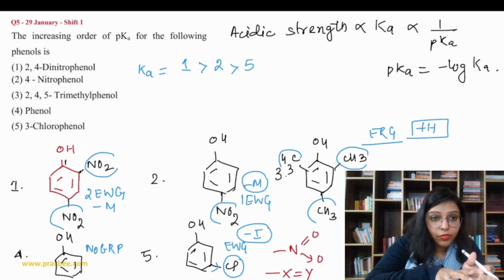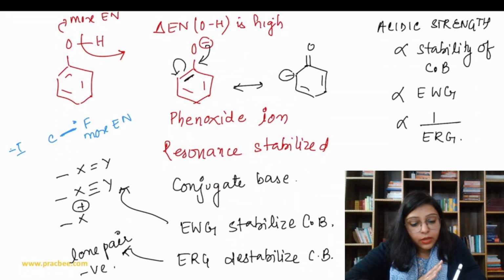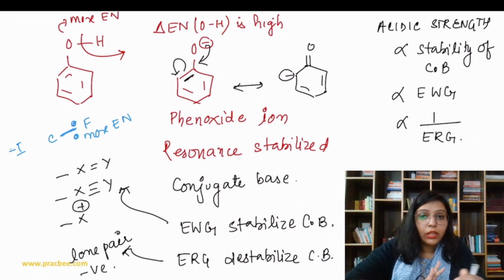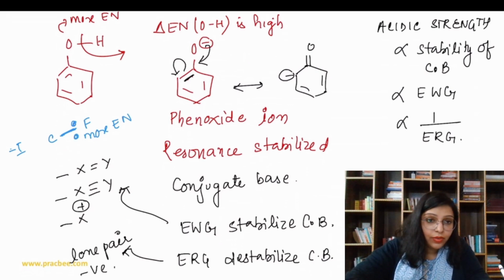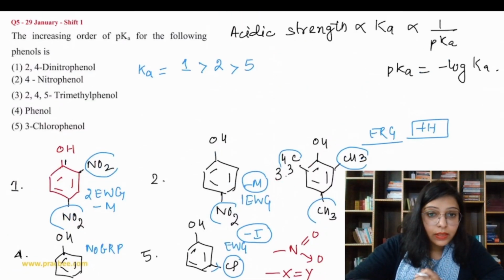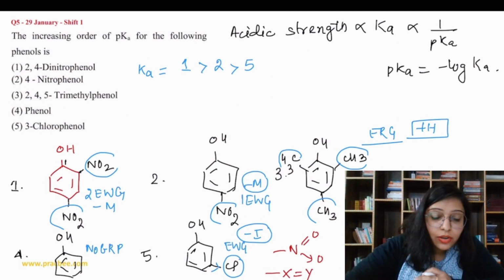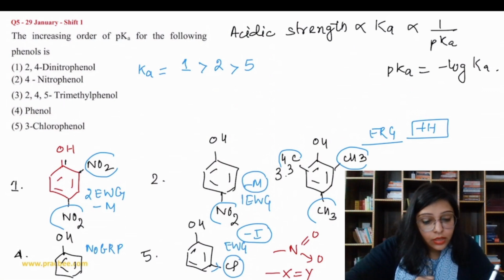Inductive means temporary shift of electrons. What is the inductive effect? Suppose this is a more electronegative atom, I am writing fluorine over here. So the shared pair of electrons is closer to the fluorine side. So that's the inductive effect. But in mesomeric or hyperconjugation, complete transfer of electrons happens. Okay, minus I. An electron releasing group destabilizes the conjugate base, so acidic strength decreases. So after number 5 we have the 4th, and after that we have the 3rd.